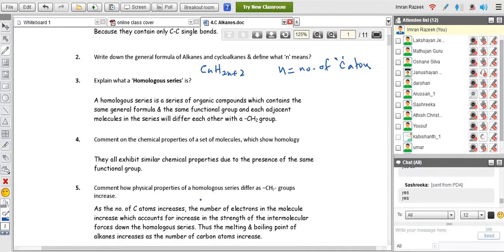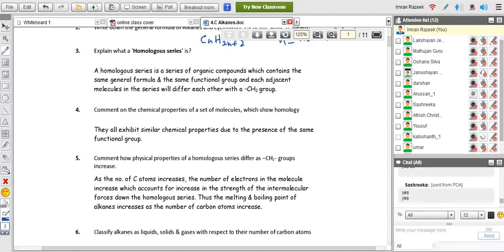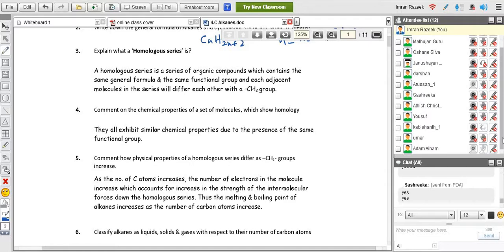So because they have the same general formula and because the same chemical properties are found, because the functional groups are similar. And as you go down the homologous series, what happens is that the CH2 groups increase. So as the CH2 groups increase down the homologous series, their boiling and melting points increase.